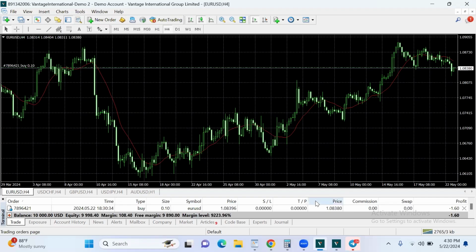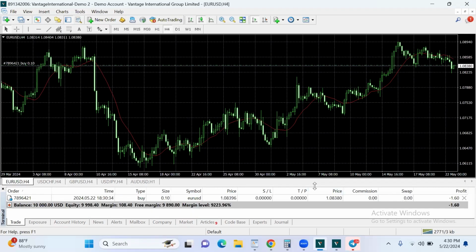This is a Euro USD buy trade right now. So when you look at this under trade now, what are you seeing? Under trade, you can see the buy. You see buy, this is an order number. You see buy. You see the lot size. What did we write? 0.10, that's the lot size.